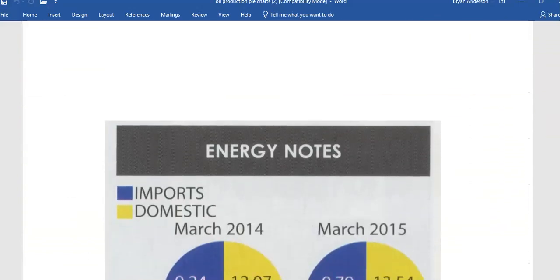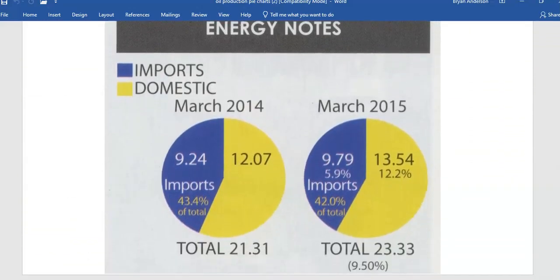So let's zoom ahead now to 2014 and 2015. And oh my word, what am I going to say about this? March of 2015, look at that. No longer is 63% of our total crude oil use imports. Now it's down to 42%, and our domestic production is 13.54. I think it's million barrels, trillion barrels, I'm not sure which, but 58%. So if we go back here.